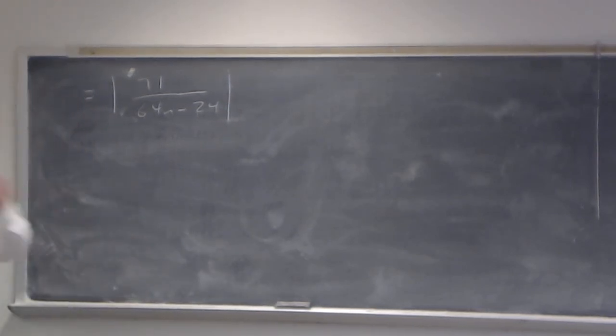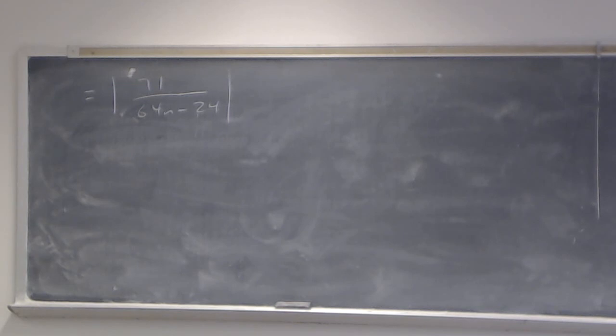Now, what kind of numbers are n? Yeah, they're positive. They're natural numbers. That's the better story. So think about every natural number you could stick in. You multiply by 64 and you take 24 from it. What kind of number is that? It's positive. And if I divide that into 71, it's positive.